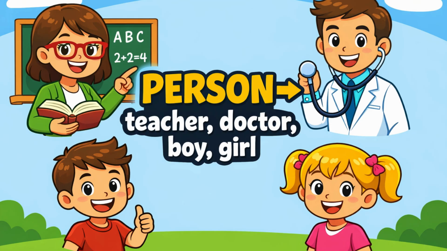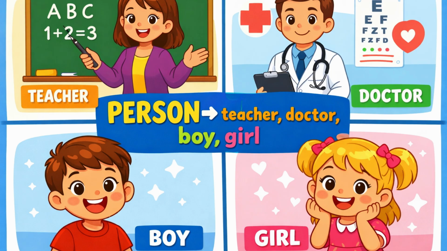First, person. A person is a human being. Examples: teacher, doctor, boy, girl. If you are a boy or a girl, you are also a noun.